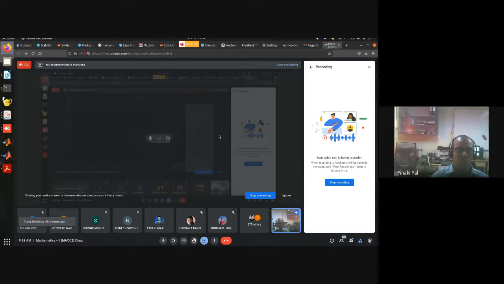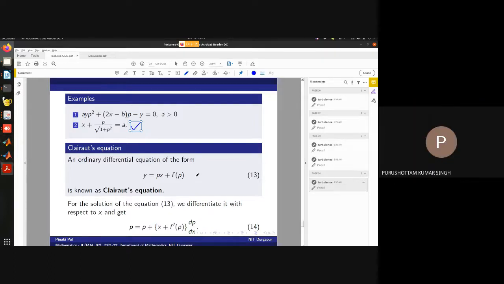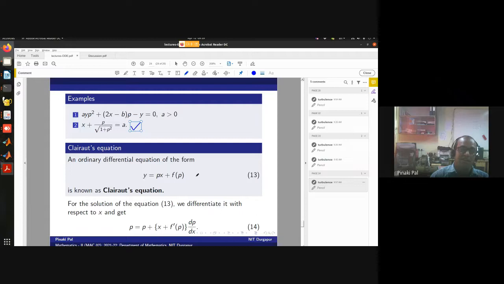So tomorrow I have class. Tomorrow I will finish the Clairaut's form, and I will introduce the higher order ordinary differential equation, second order. The elementary things I will tell, and then I will provide you. Yeah, this weekend I will provide you the examples and exercise problems, just for practice.